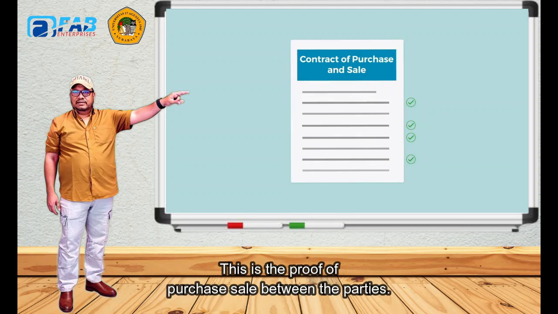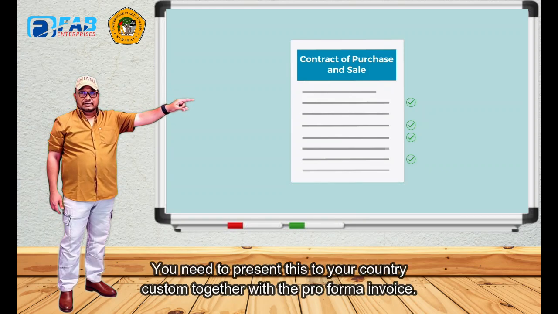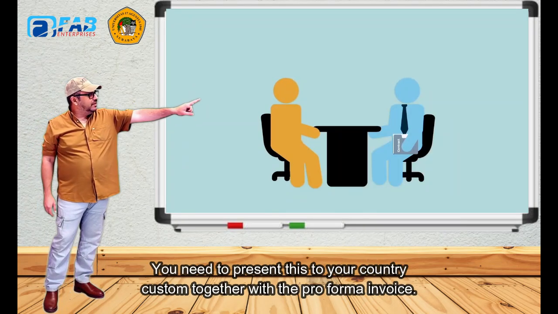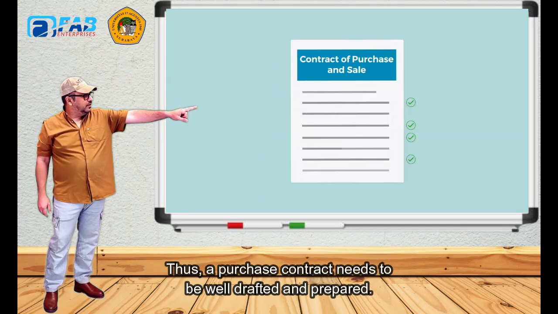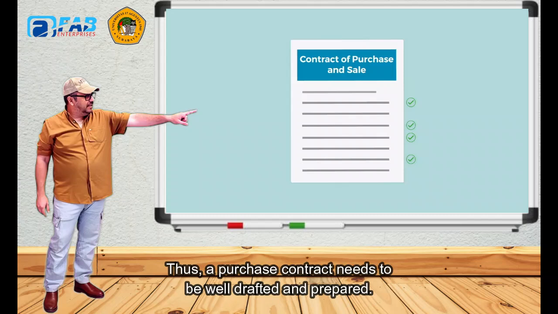This is the proof of purchase and sale between the parties. You need to present this to your country's customs together with the pro forma invoice. Thus, a purchase contract needs to be well drafted and prepared.